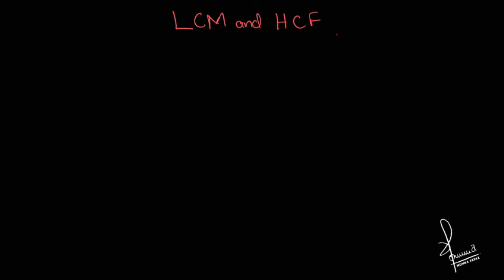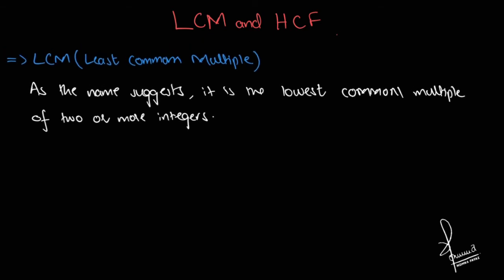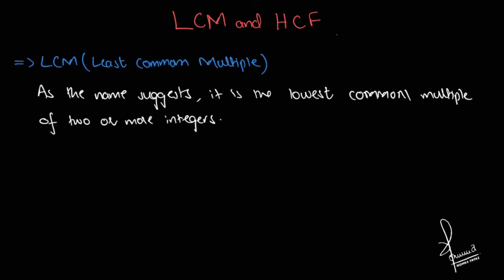What is LCM? LCM is basically the least common multiple. Okay, least common multiple. If you break it down in English, least common multiple. That means, as the name suggests, it is the lowest. Least means the lowest common multiple of two or more integers.